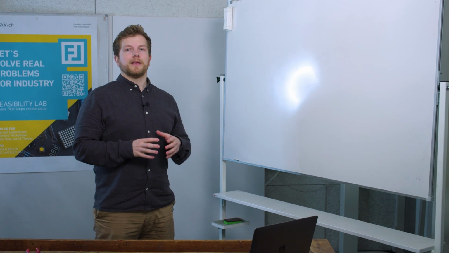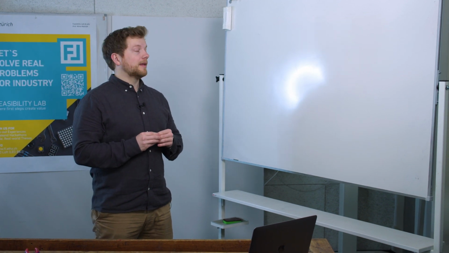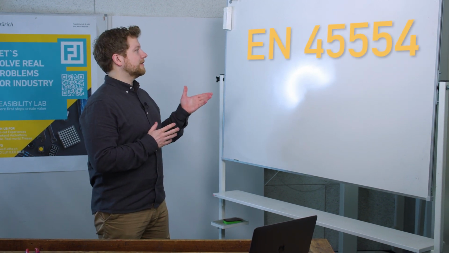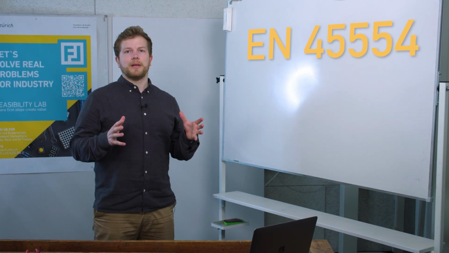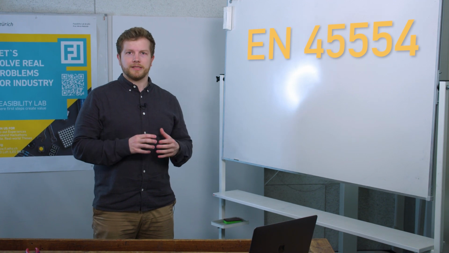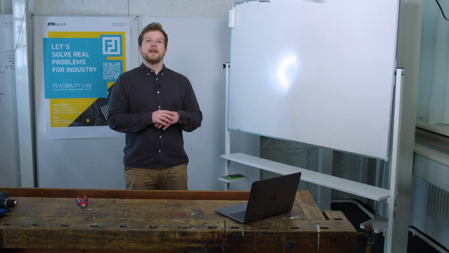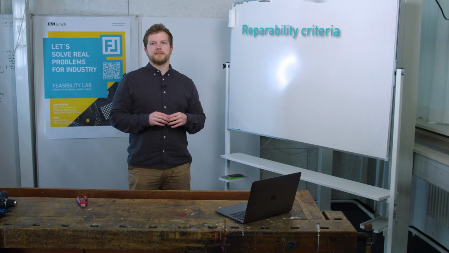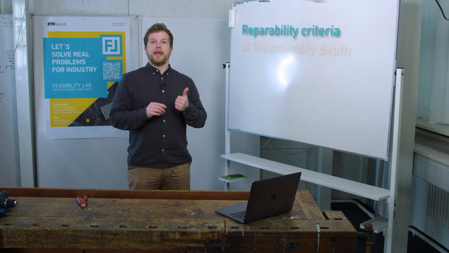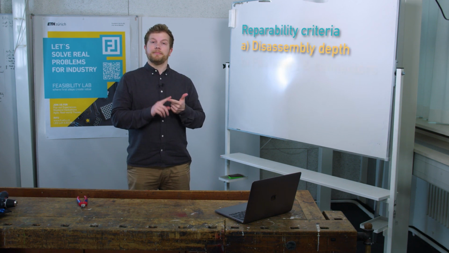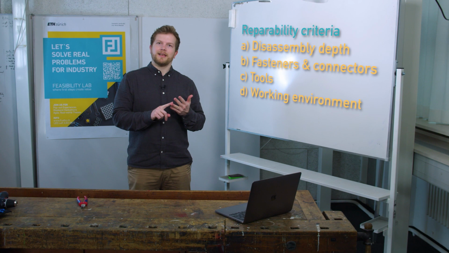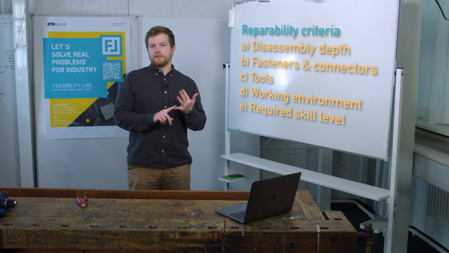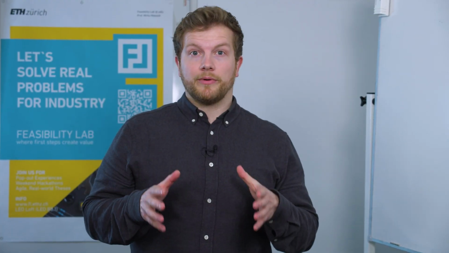Since 2020, there's a European norm on repairability, EN 45554. It contains broad criteria on repairability and will now guide our hands-on demonstration. There are 5 criteria for repairability on a product level. A. Disassembly depth. B. Fasteners and connectors. C. Tools. D. Working environment. And E. Required skill level. Let's start with disassembly depth.